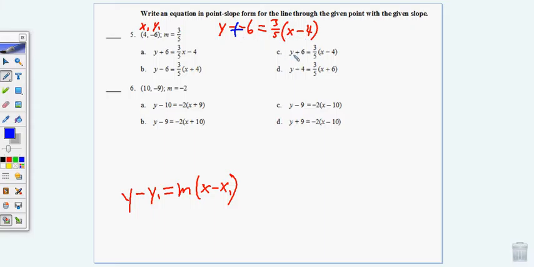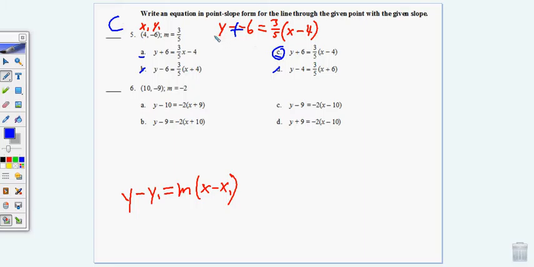Looking at your answers, I see that this one and this one seem to be the ones that match. These do not match what we're looking for. What is the difference between A and C? If you look closely, they seem exactly the same except for these parentheses are not in this equation. Parentheses are very important. To get rid of the parentheses, you have to distribute, and this equation did not distribute, so this is incorrect.